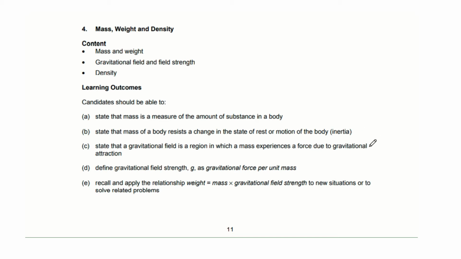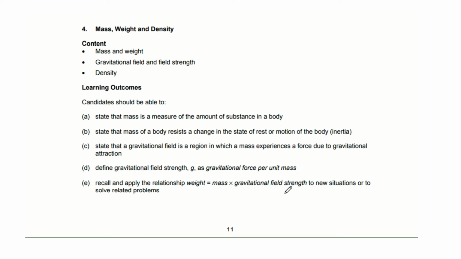Next, let's look at C. C is another definition. So you need to know the definition of gravitational field, which is a region in which a mass experiences a force due to gravitational attraction. I do have a list of the definitions that you need to memorize for O-level physics, so do check out that post. I'll provide it in the link in the description below. Part D is also another definition. Define gravitational field strength, which is the gravitational force per unit mass.